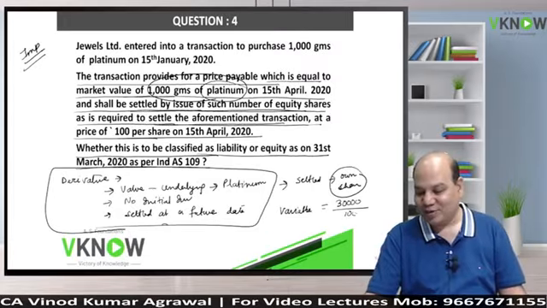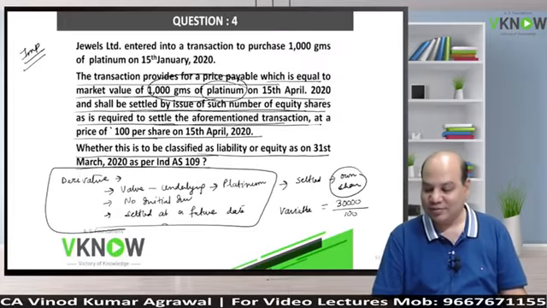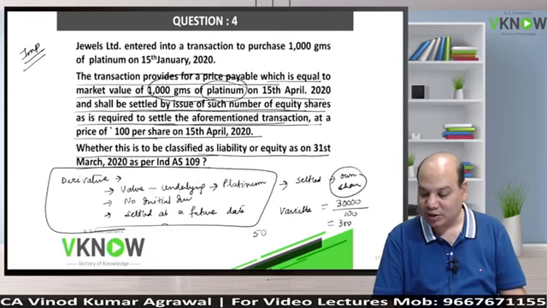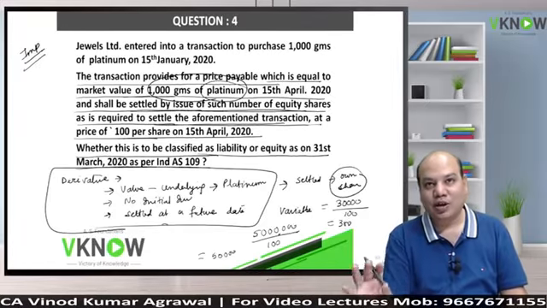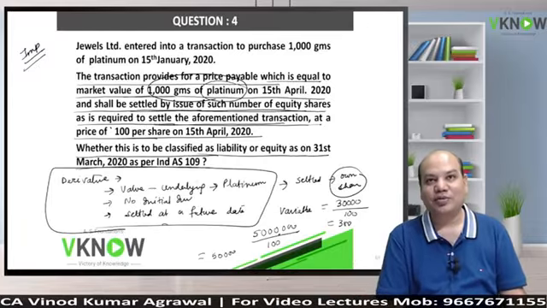And you have to issue shares at 100 rupees. So as per your calculation, 300 shares will be issued. But suppose the platinum price is 50 lakh rupees for 1000 grams, then you will have to issue 50,000 shares. The number of shares can vary from 300 to 50,000.